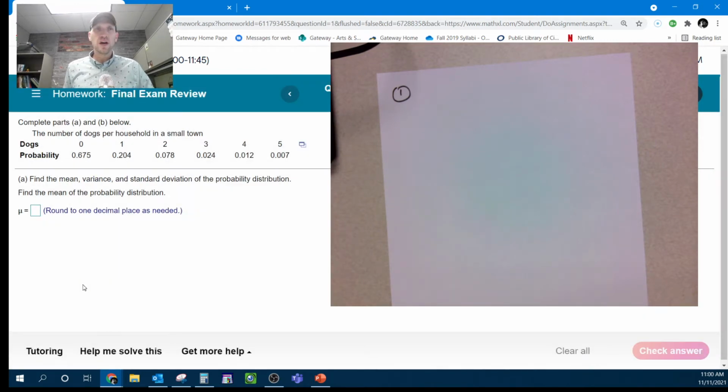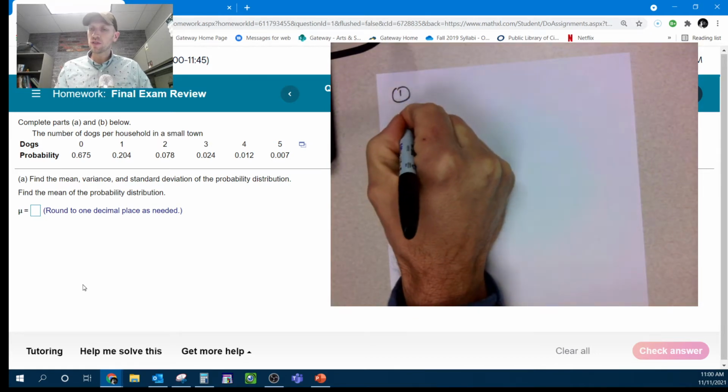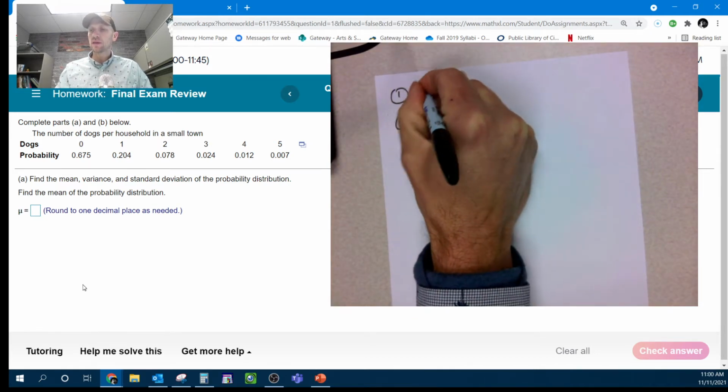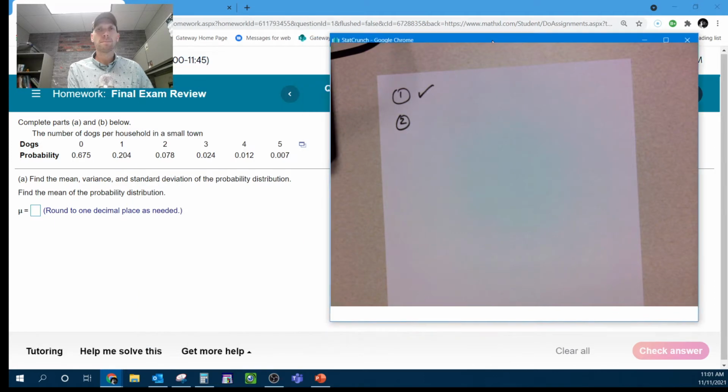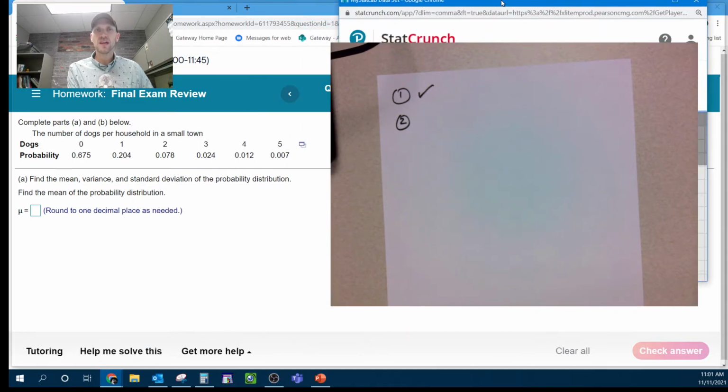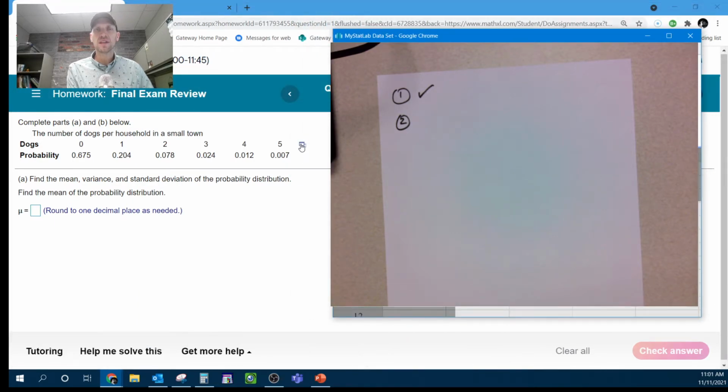Number 2, another discrete probability distribution. Here they want us to find the population mean, given that discrete probability distribution. And here we do need StatCrunch's help. So upload the data in StatCrunch. And there it is. There's the data in StatCrunch. I just clicked on the icon to the right of that data. And now it's in StatCrunch.